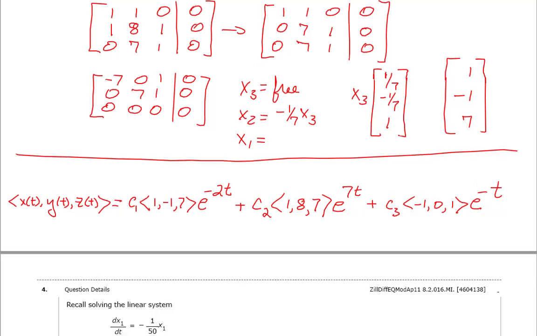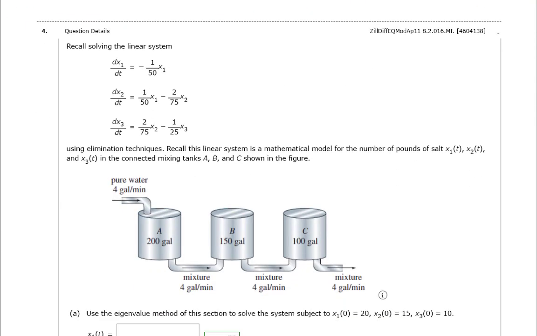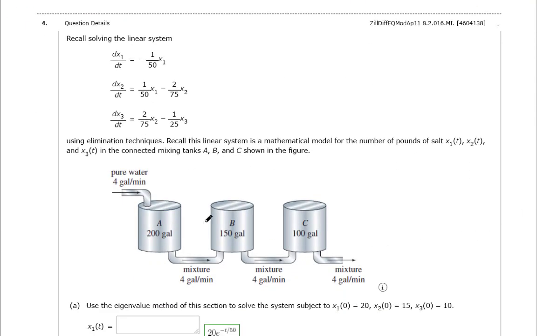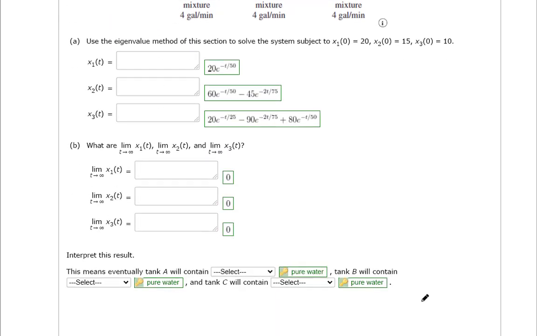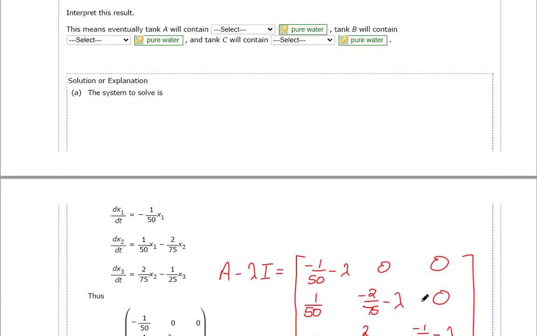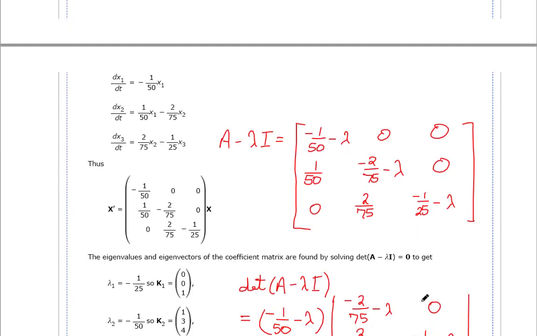In question 4, we have a practical problem. We have pure water coming in to some tanks, different size tanks, A, B, and C. We want to solve this for different initial conditions. All right, now there is a solution. They gave us a solution, so let's just step through that. So here's our problem.